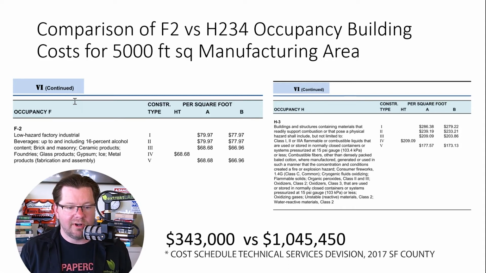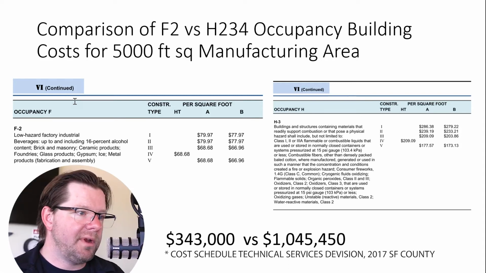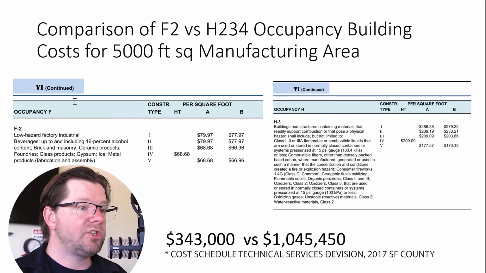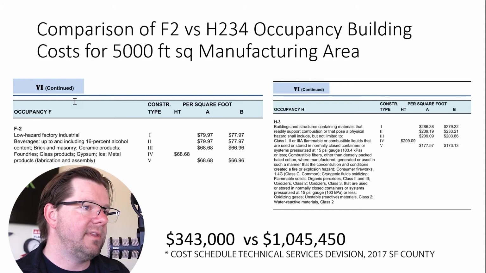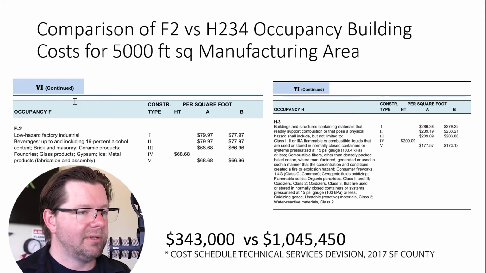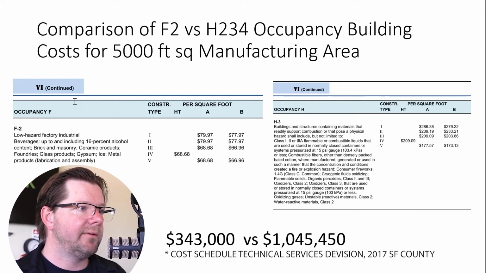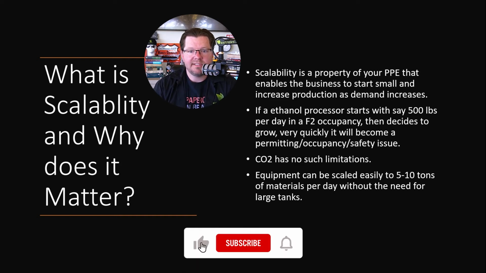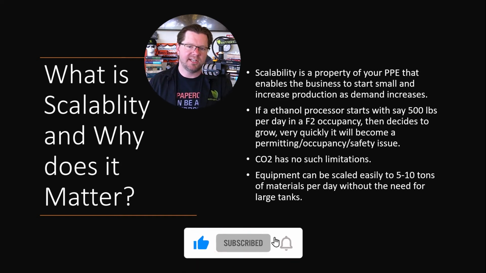So the numbers are going to vary from region to region and from country to country for sure. Just make sure that you are aware of the occupancy requirements for your building if you're going to go with an ethanol extractor. So what is scalability and why does it matter? Scalability is the property of your plant or your property and your equipment that enables the business to start small and increase production as demand increases.